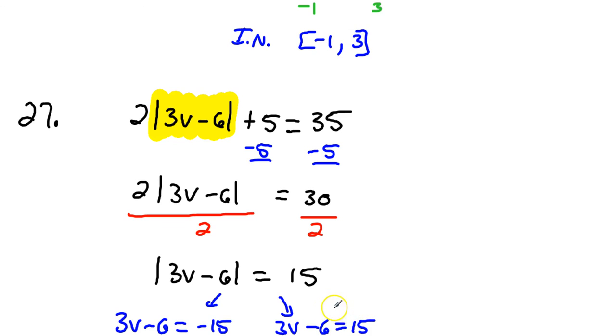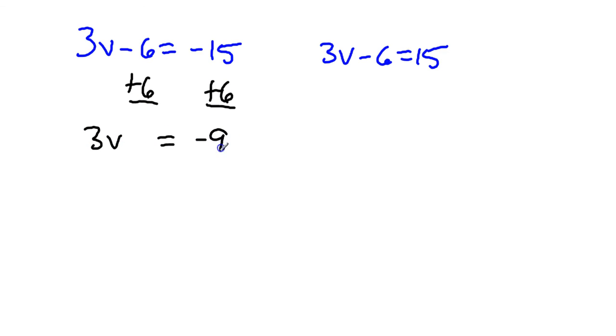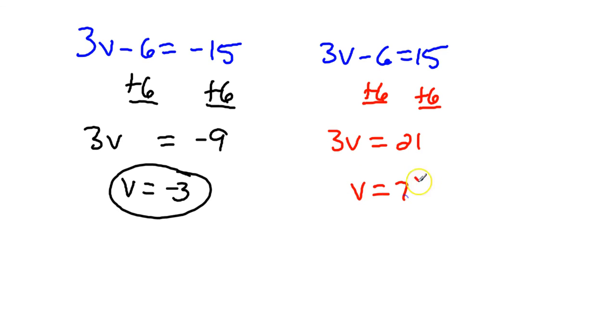And this is right up against the bottom of the page, so we'll go to the next page and finish this thing up. Okay, so add 6 to both sides on this one. Divided by 3, we get v equal to negative 3. V equals 21, so divided by 3, we get v equals 7.